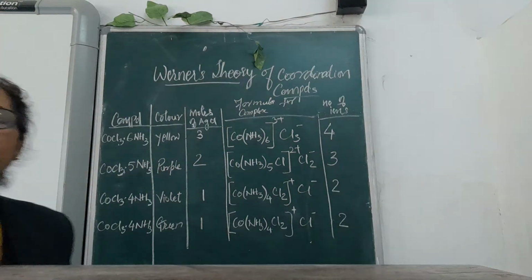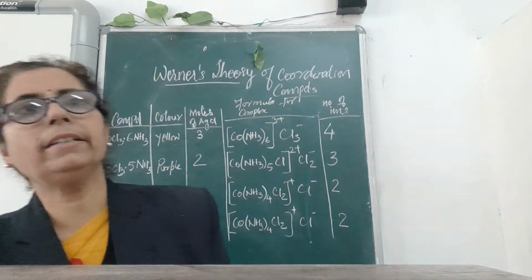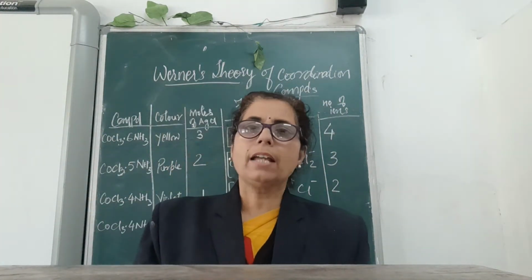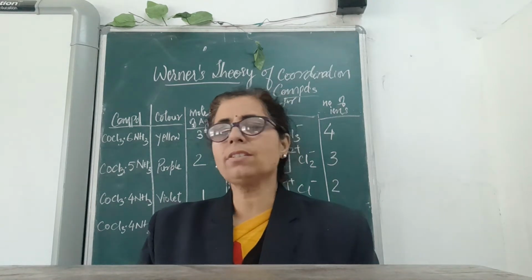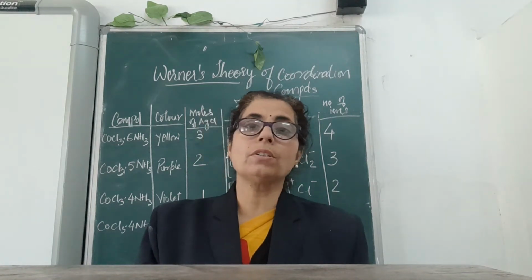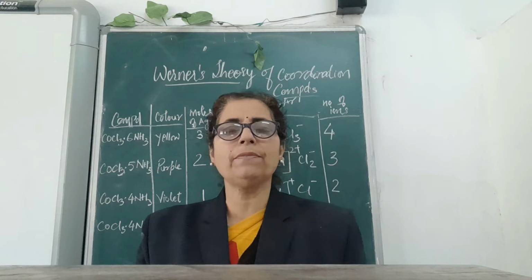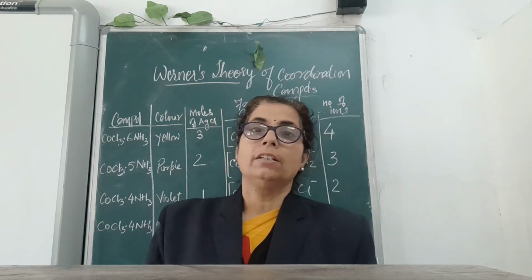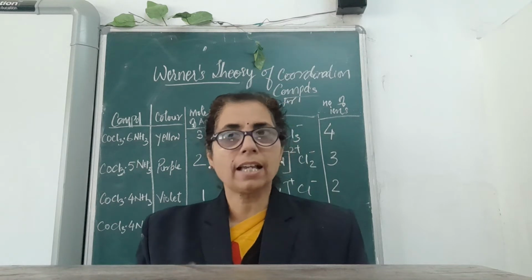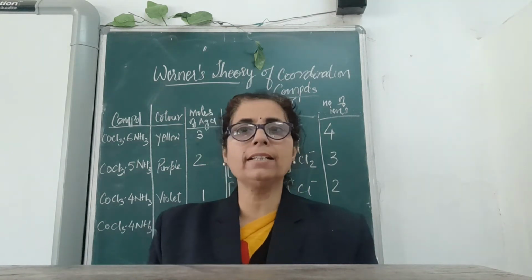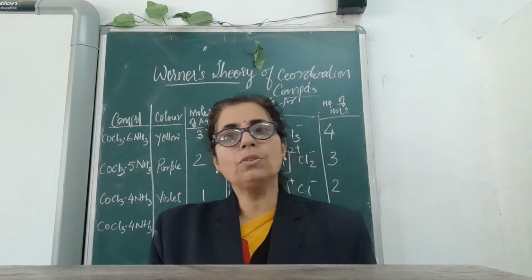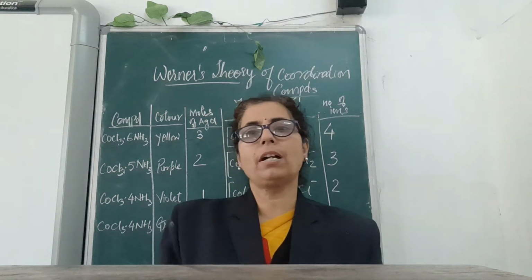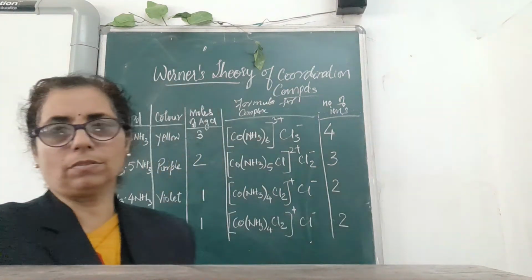Okay. And children, one more thing to remember and keep in mind is that these primary valencies are ionizable, they can be ionized, but secondary valencies do not ionize, which we have studied in the very first introduction part also. Secondary valencies do not give the test of the elements or metals or ions present in them when performing the test. They are part of the complex compound.